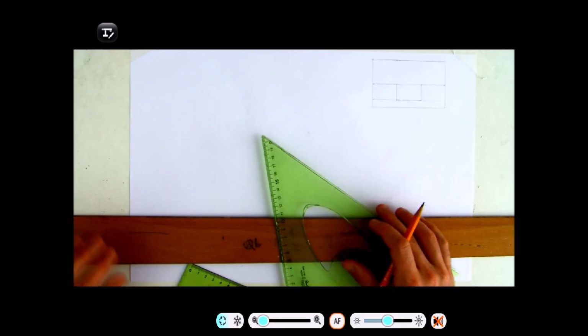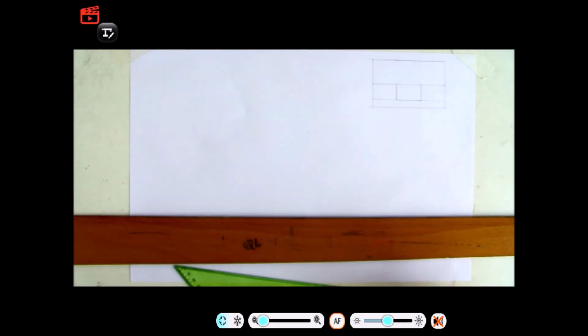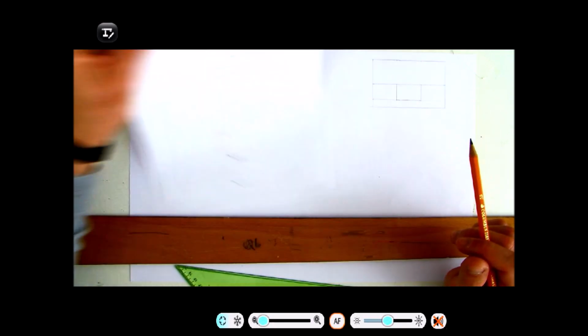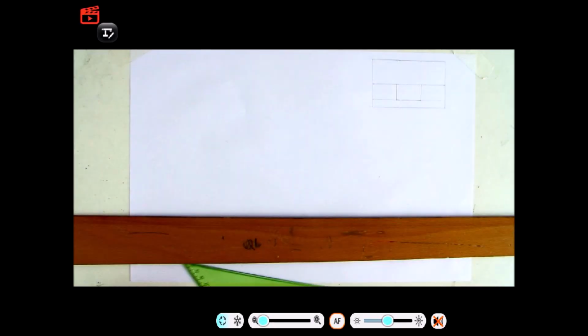So we have our plan view drawn there. There are three heights involved in this question. There is 15, 50, and 65. Okay. 15, 50, and 65. We don't need them just yet, but it's just good to note that there are three heights involved.